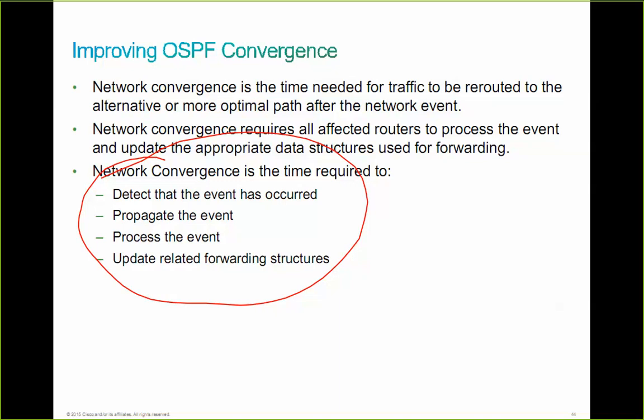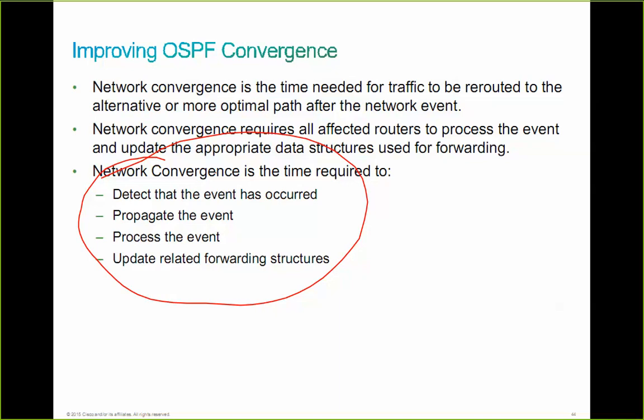Only after all 4 of these things have occurred has the network converged. So as you're analyzing your network design and as you're implementing your OSPF network design, the first step is extremely dependent on the type of failure. Is it a layer 1 failure? Is it a layer 2 failure? Is it a layer 3 failure? And what combination of tools do I have in place to detect those various failures?